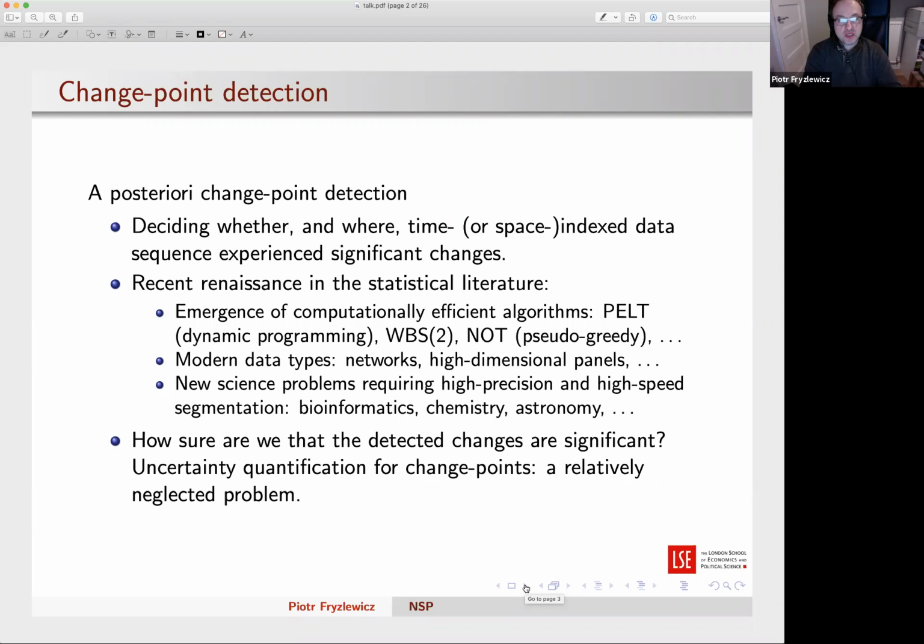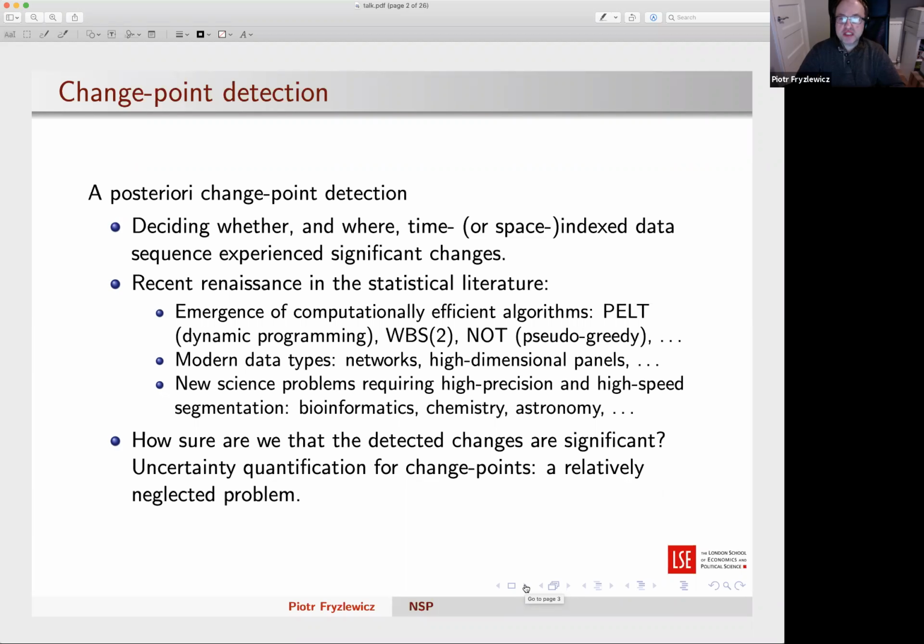Another reason is, as we all know, the continuing emergence of modern complex data types. We're talking about networks, high-dimensional panel data, etc., which from the perspective of the associated applied problems sometimes require a change point detection approach. And there are ever more science problems requiring high precision, high speed segmentation, for example in bioinformatics, chemistry, astronomy, etc. So there has been this increased interest, but I would say that most research has been on detecting change points rather than making statistically significant statements about them.